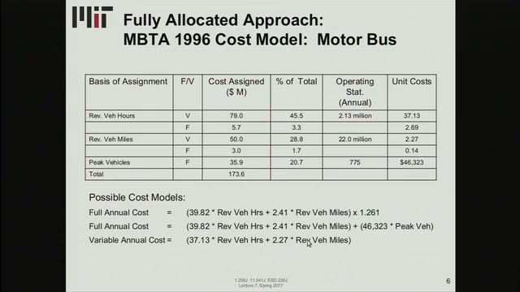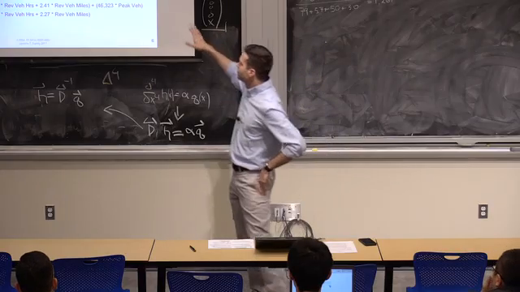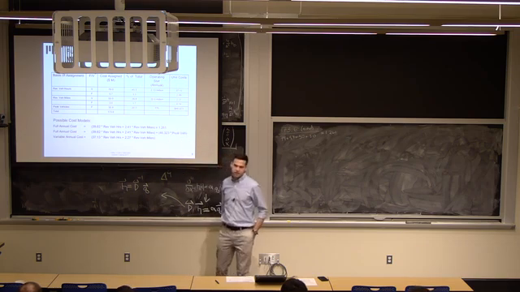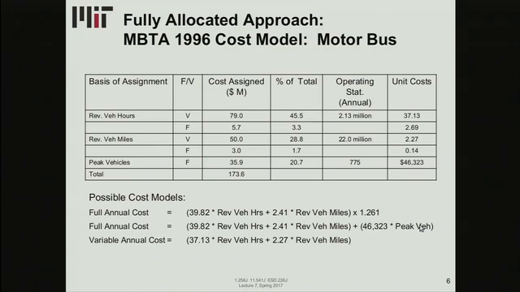Okay, second model. Here we have the same first part of the model, but now instead of using the adjustment factor, we directly take the unit cost of peak vehicles and add it in. So now we have a model that is sensitive to peak vehicles as well. And we don't need the adjustment because all of the things that have been assigned to peak vehicles are being directly related to peak vehicles. So that's a simple variation.